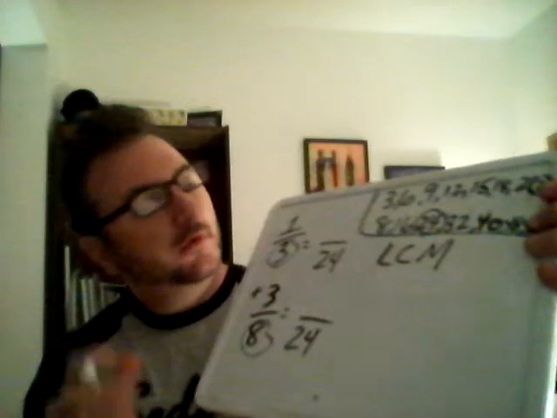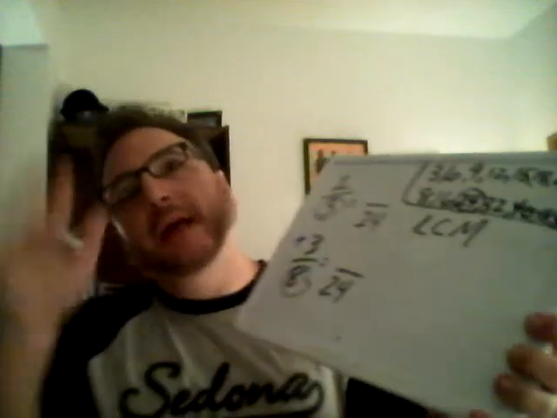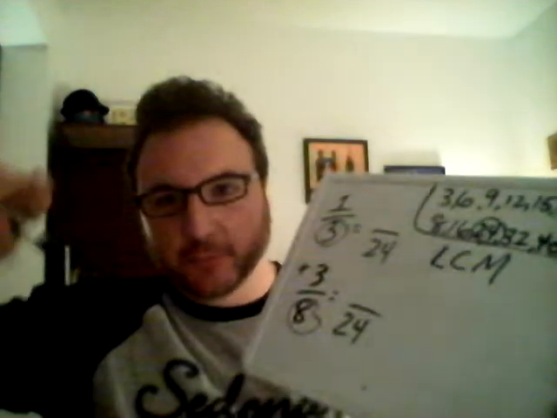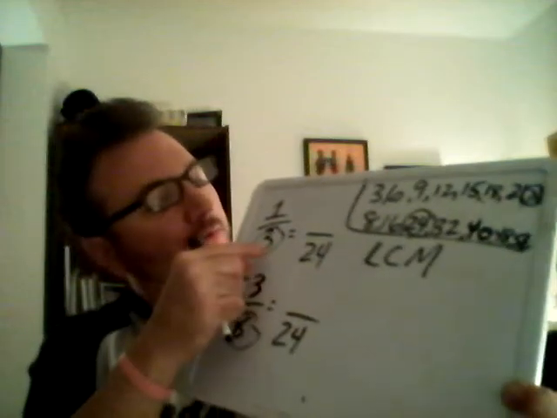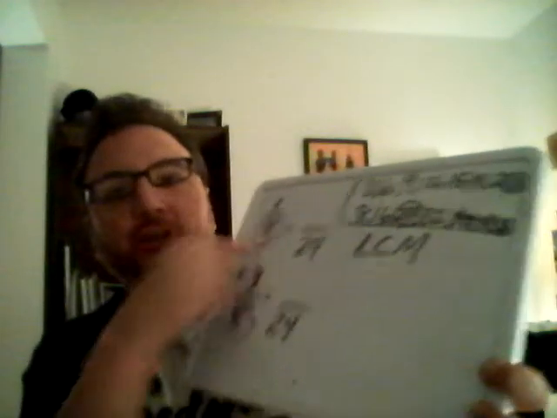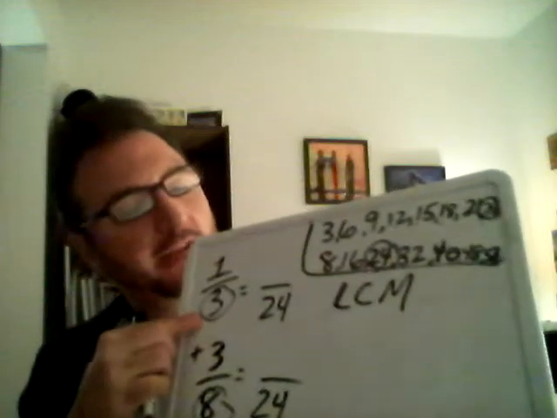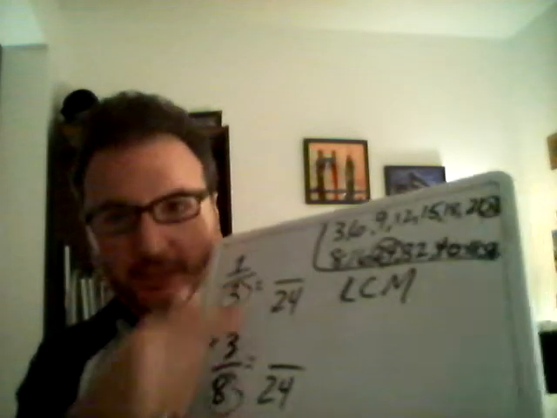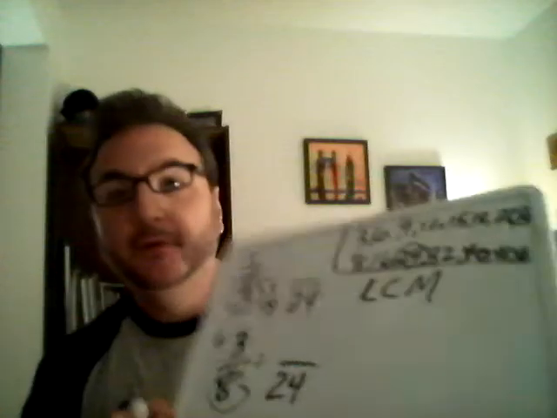Now, what do I do now? Well, I skipped that easy step from the first example. Now I have to decide what I do to each of the originals to get the 24. So what do you do to 3 to get 24? What do you multiply 3 by to get 24? Of course, you multiply by 8, right?